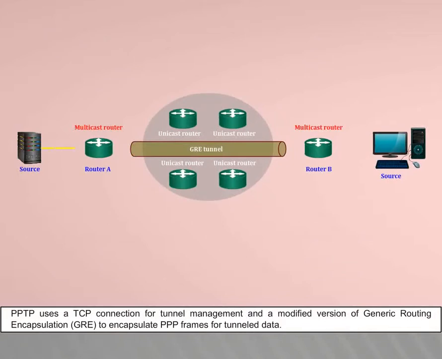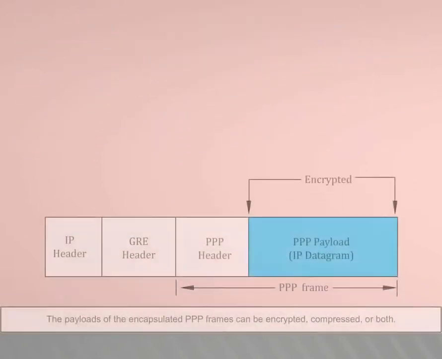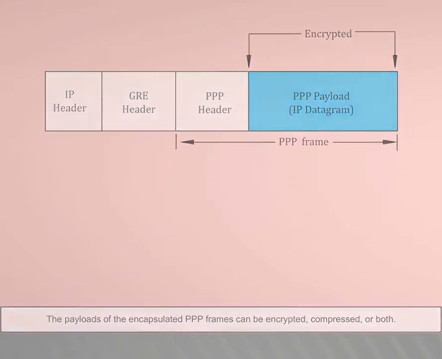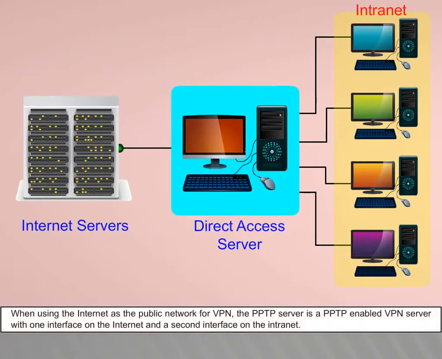PPTP uses a TCP connection for tunnel management and a modified version of generic routing encapsulation (GRE) to encapsulate PPP frames for tunneled data. The payloads of the encapsulated PPP frames can be encrypted, compressed, or both. When using the Internet as the public network for VPN, the PPTP server is a PPTP-enabled VPN server with one interface on the Internet and a second interface on the intranet.